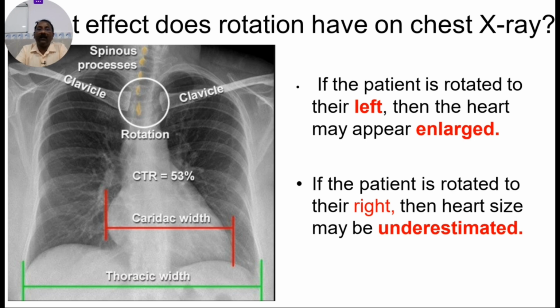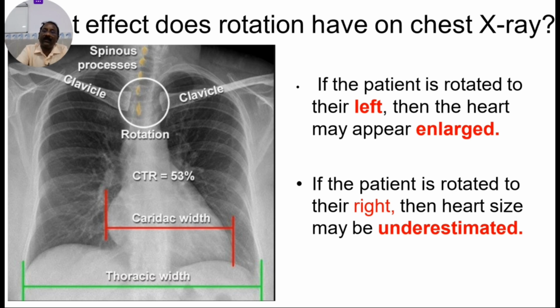Here you can nicely note the spinous process, and which one is closer, the right clavicle or the left clavicle. So the right clavicle is closer to the spinous process. That means the person is rotated towards the right.